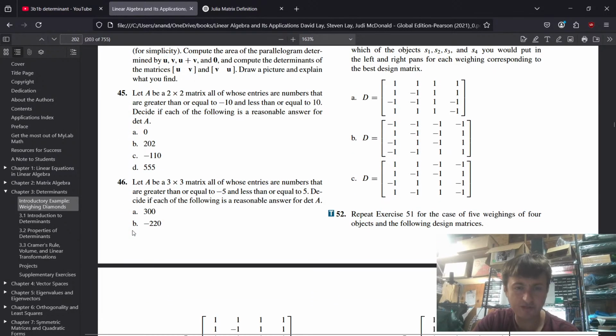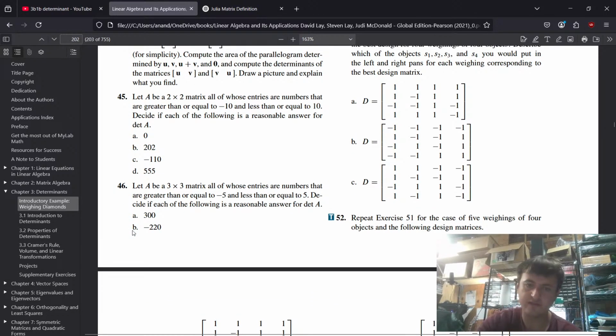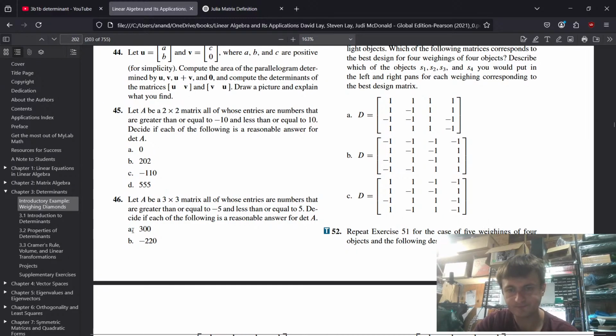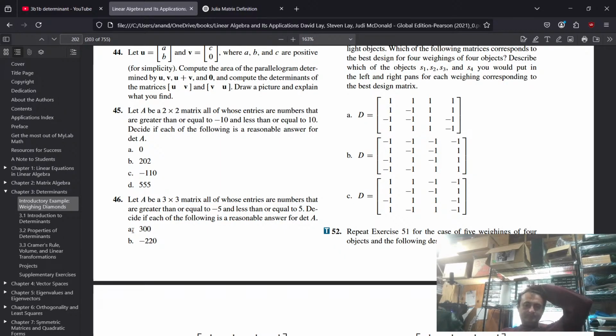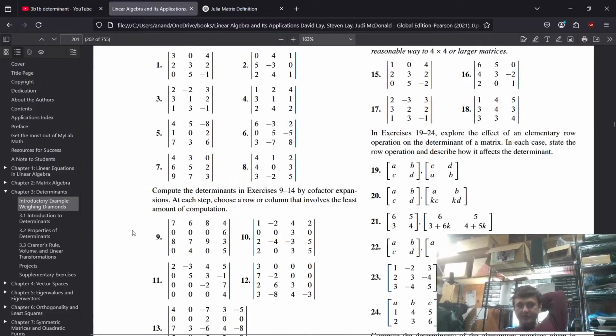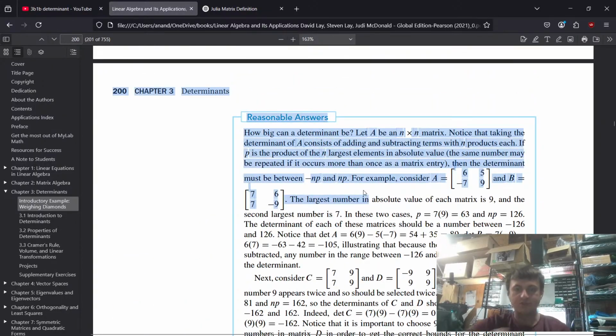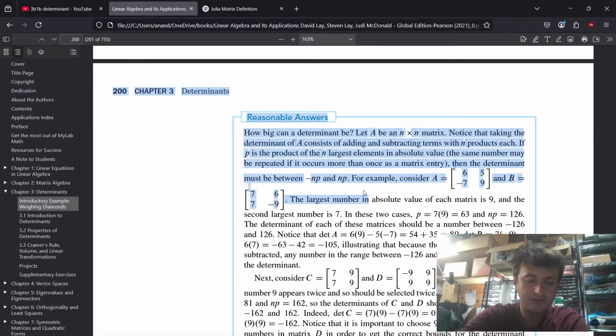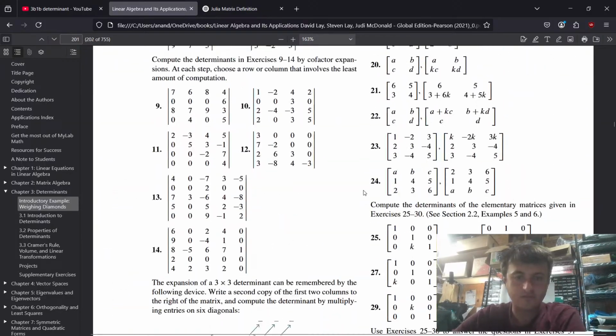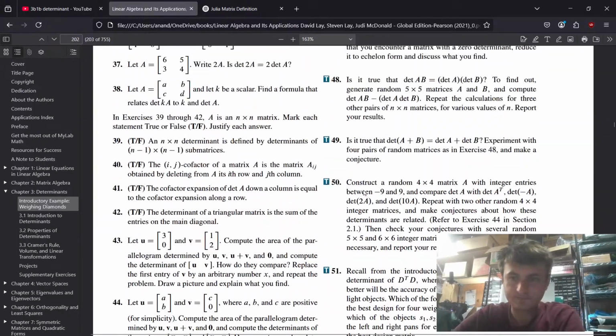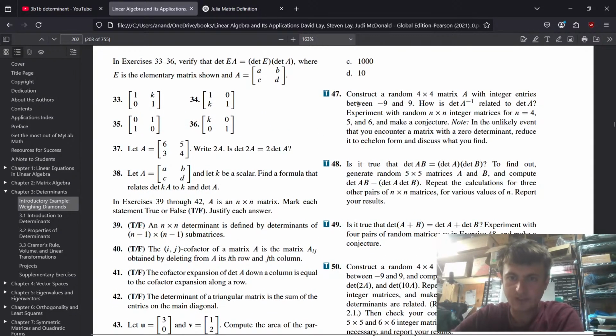Let A be a 3 by 3. All of these entries are... Oh, another one of these. The trick for a 3 by 3, huh? Maybe we need to read this reasonable answers thing in more detail again. All right, but I don't really want to do that one. Okay, I always like these T ones because these T ones are kind of fun.